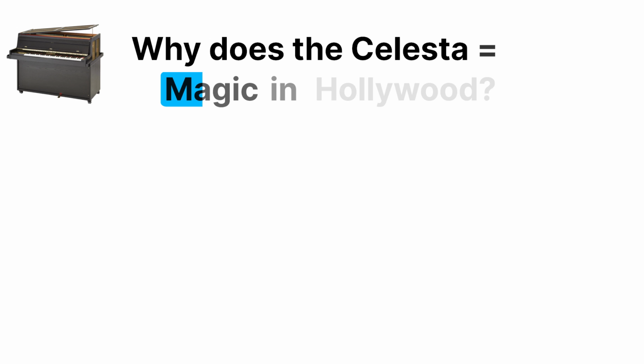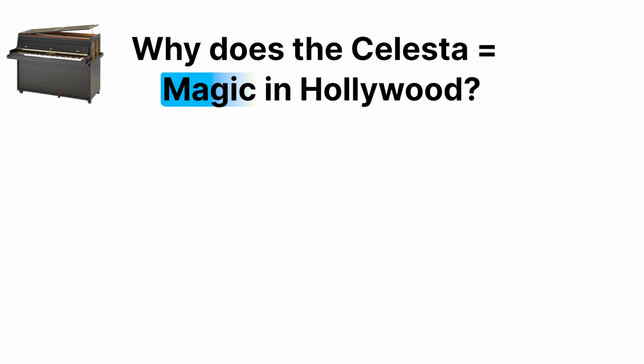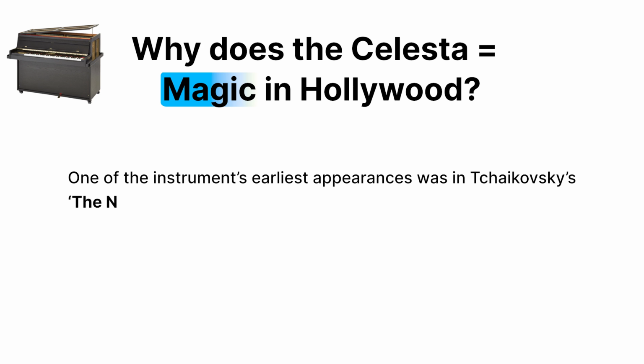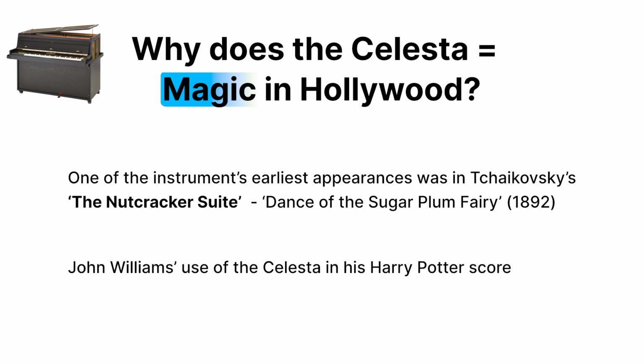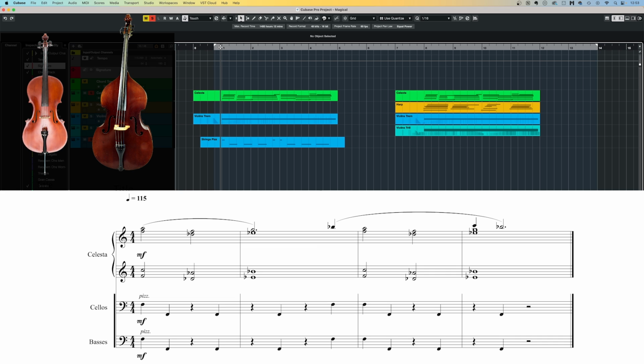So why does the celesta have an association with magic in Hollywood? It could be from one of its earliest uses in the great classical repertoire, Tchaikovsky's Nutcracker Suite, in particular with the Dance of the Sugar Plum Fairy, and also more recently with John Williams' use of the instrument in his Harry Potter scores. In addition to the celesta, you could also try adding the cello and basses playing pizzicato.